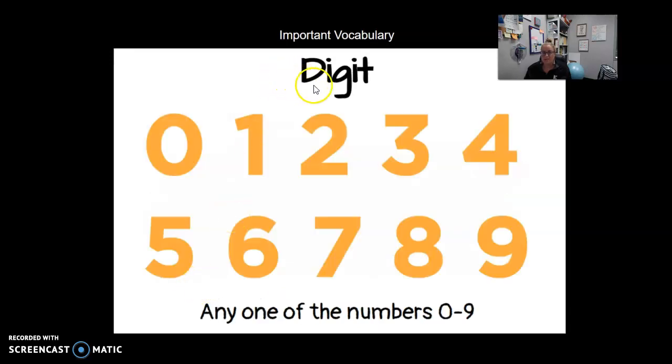The next one we have is digit. Remember, a digit is any of the numbers 0 through 9. So if it's just a single number, it's just a single digit. It's the numbers that we use to make up other numbers.